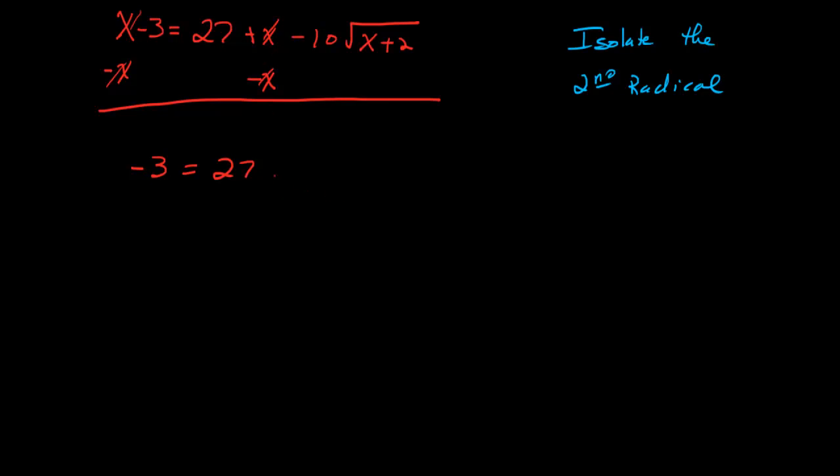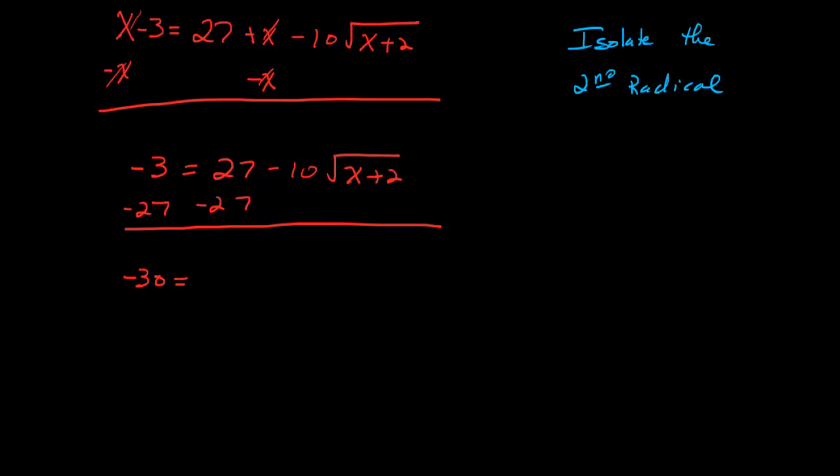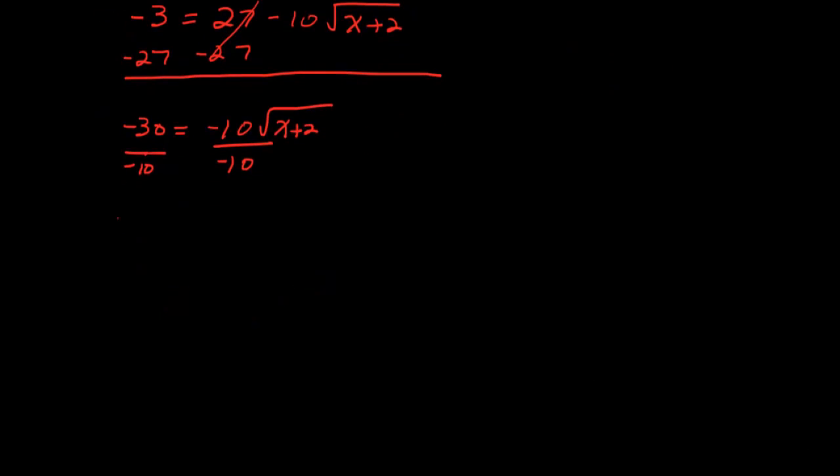That canceled. Minus 10 square root of x plus 2. Now we're going to subtract 27 on both sides. And we get negative 30 on the left equals the negative 27, the positive 27 canceled. We get minus 10 square roots of x plus 2. And now we're going to divide both sides by negative 10. And we're going to get positive 3 equals square root of x plus 2. So now the radical is completely isolated.